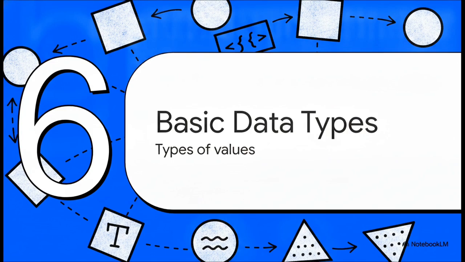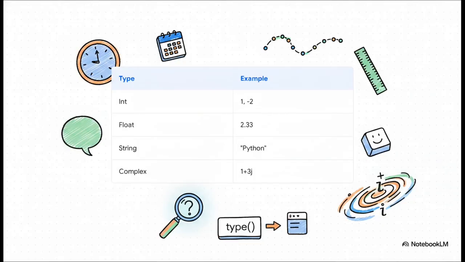Finally, Section 6, Basic Data Types. Because our variable containers need different specific shapes depending on what they hold. Here is a quick map of the foundational types of values you'll be assigning all the time. You have your integers, or int for short, which are just whole numbers, like 1 or -2. You have floats, which handle decimal points, like 2.33. You have strings, which are text characters wrapped up in quotes. And for advanced math, Python even natively supports complex numbers with real and imaginary parts, like 1 + 3j.